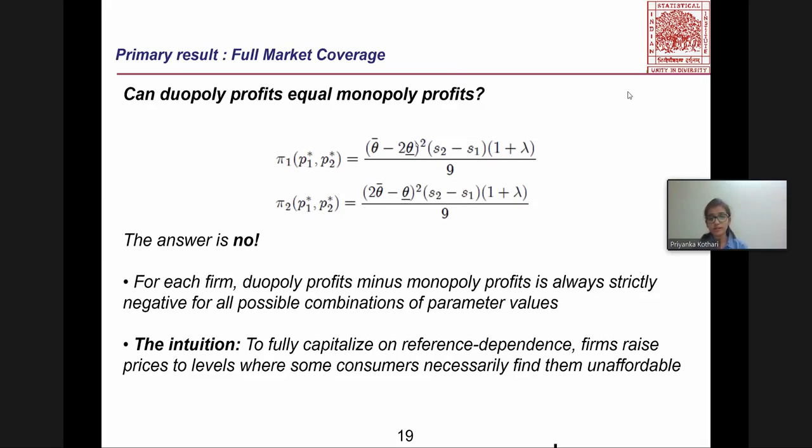in this case the market is fully covered. The fact that firms have to cater to the consumers with the lowest theta puts a restriction on the price increase by the firm, which in turn puts a restriction on the profit level of the firm. So it is not possible for duopolists to earn profits more than monopoly level profits.